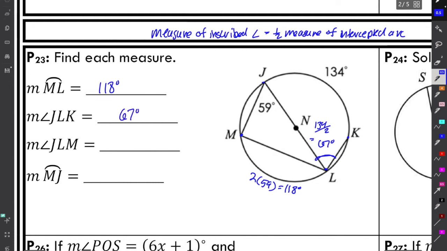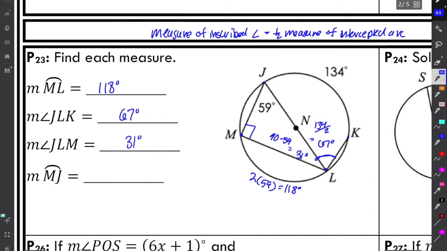Okay, next, JLM. That is this angle right here. So to do this one, first thing I want to notice is that JML, of course, is a right angle, and let me tell you why. It is a right angle because it intercepts a diameter. Anytime you intercept a diameter, it is a 90-degree angle. So to find the angle I'm looking for, JLM, I'll do 90 minus 59, because I know those two other angles have to add up to 90. So that's equal to 31 degrees.